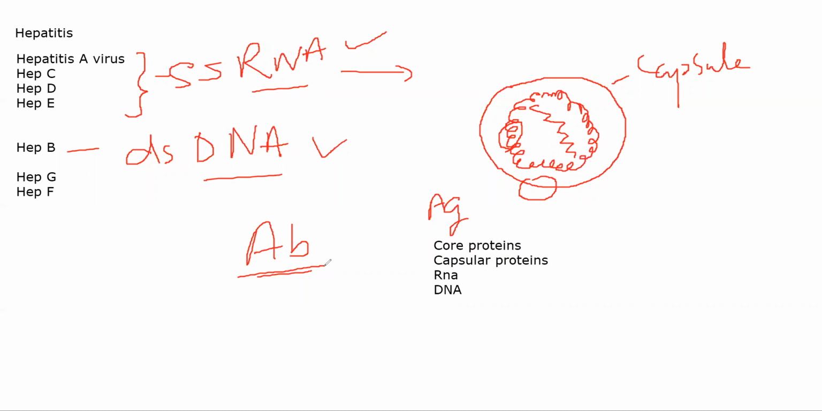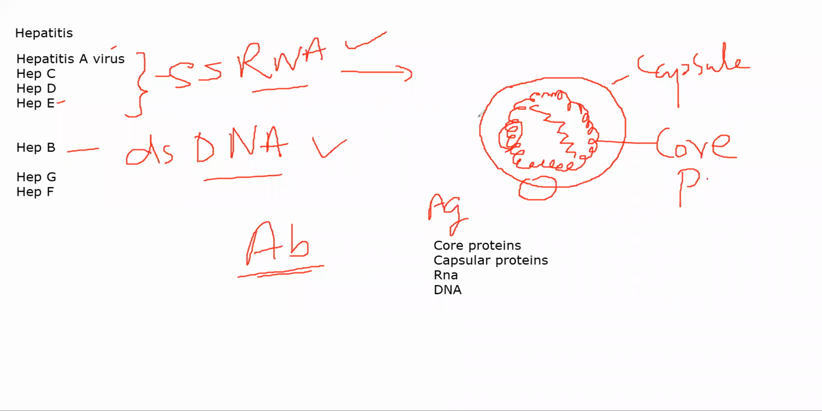I hope you are understanding till here what is happening. We have hepatitis. There are several viruses under hepatitis. A and E are similar in a sense. C, D, B structurally will have something called a core protein. All of them will have this capsule. This is a capsule, and this is a core protein. And they either have an RNA or a DNA. Only hepatitis B will have a double-stranded DNA, whereas the rest of them will have a single-stranded RNA. All right.